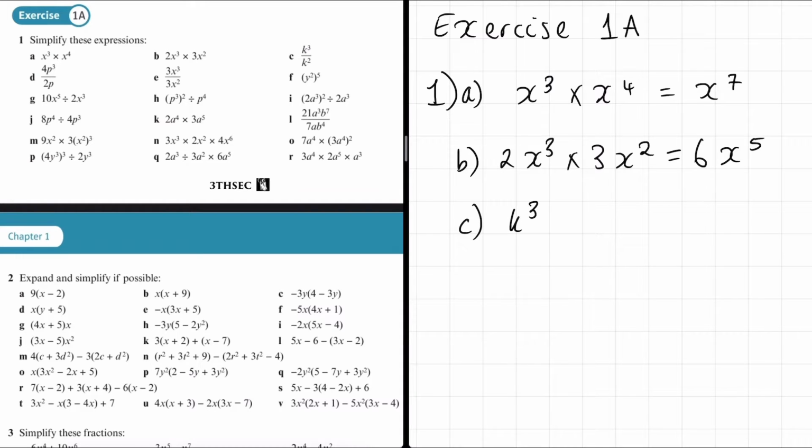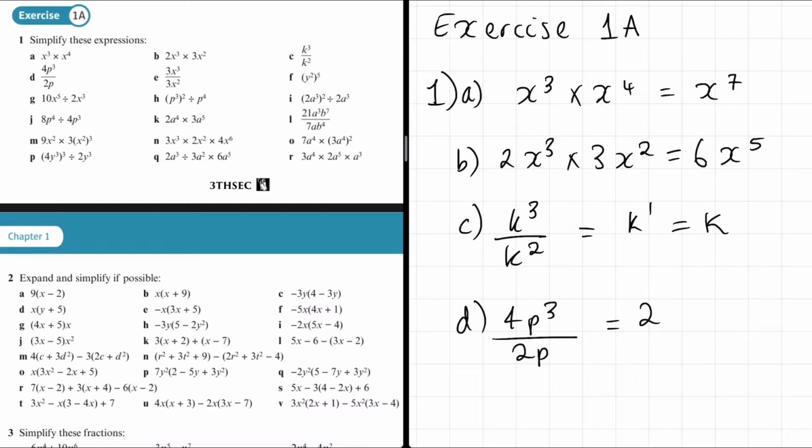k to the power of 3 over k to the power of 2. This is division, so we minus the powers. 3 take away 2 is 1, and k to the power of 1 is just k. 4p cubed over 2p. 4 divided by 2 is 2, and p to the power of 3 divided by p to the power of 1, we minus the powers, so 3 take away 1 is 2. We get 2p squared.